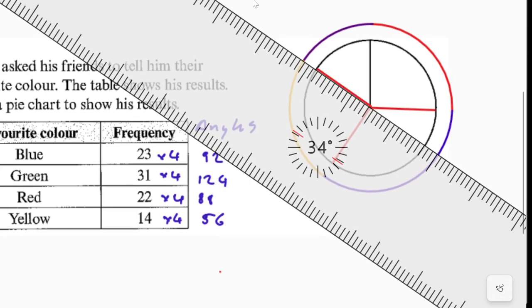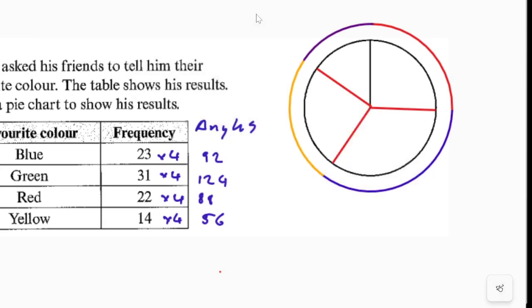Okay, and then I can take my ruler off and label my sections. So we had blue here, green here, red, and then finally yellow. And that's how I would do my pie chart.